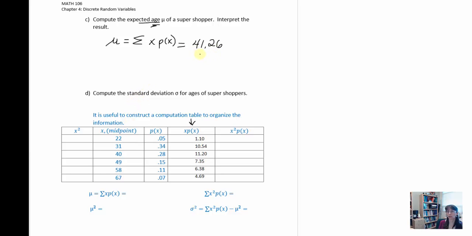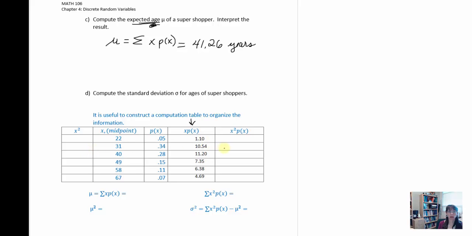Now it's also important to know, what does 41.26 represent? Well, it does say that it's expected age, so this must be age in years. So the average age, or the expected age of the super shopper, is 41.26 years old.